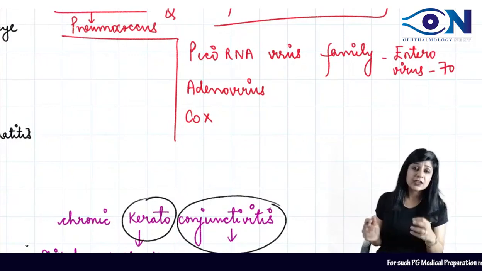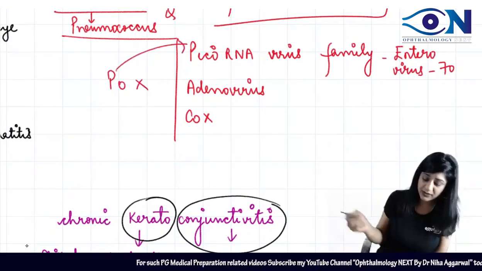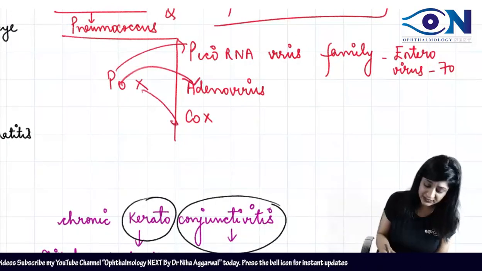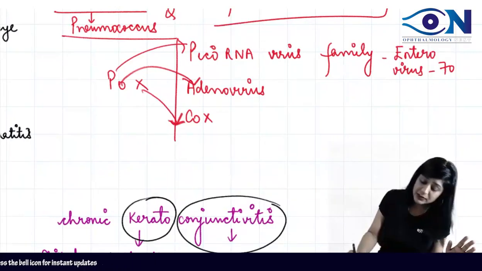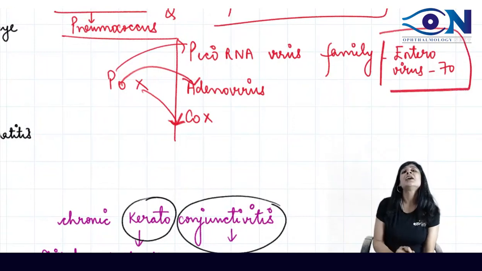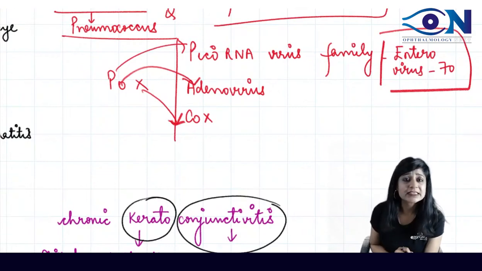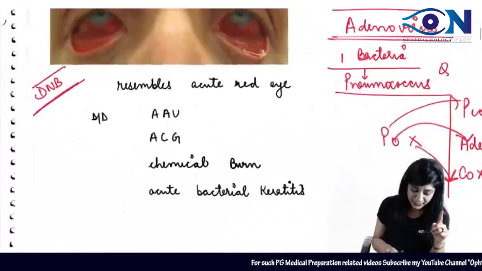Like if you remember the word pox. So P for picornavirus, then A for adenovirus and then X is your Coxsackie virus. So you can remember it like this. And the most important member of your picornavirus family is the enterovirus type 70. Now one more thing which is important here. Can you see?